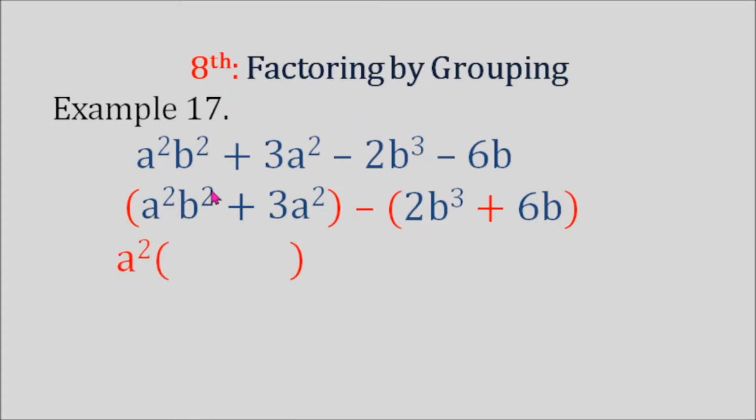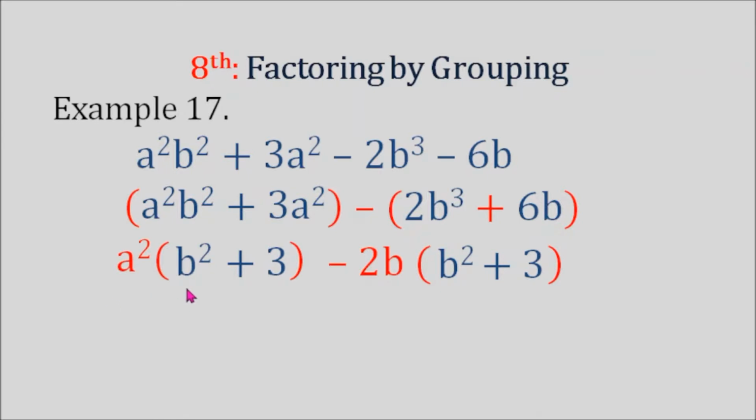Now a squared, b squared divided by a squared is b squared. Then 3a squared divided by a squared is just 3. And the greatest common factor between 2b cubed and 6b is 2b. And 2b cubed divided by 2b is b squared. Then 6b divided by 2b is 3.